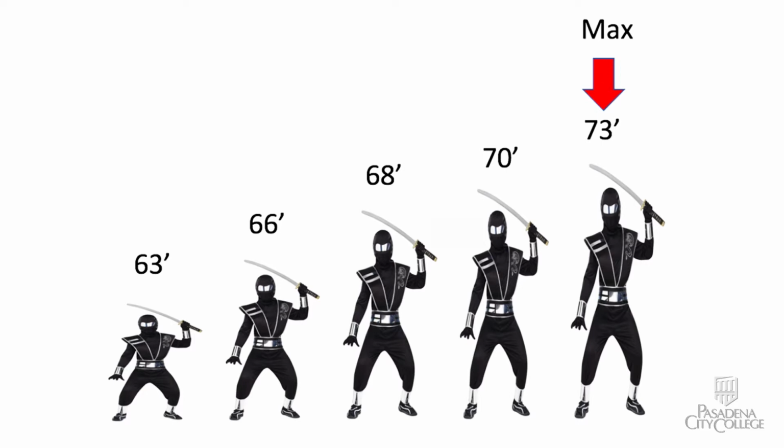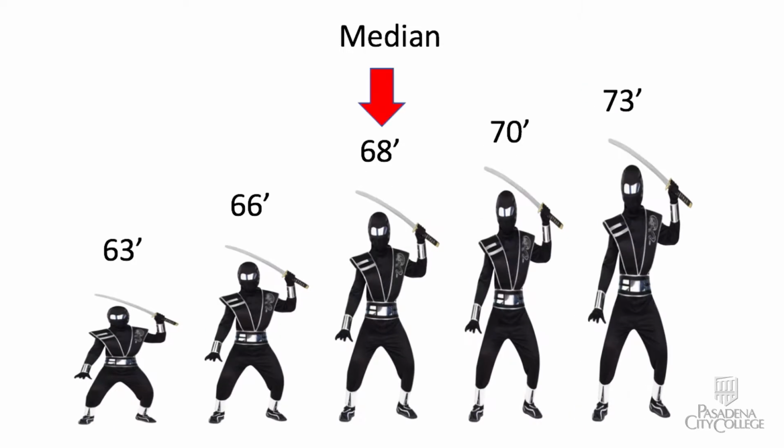For the median, I see that we have five people, so the median is the middle guy. If you have five, then the third person will be the median. So in this case, 68 inches is going to be the median for us.